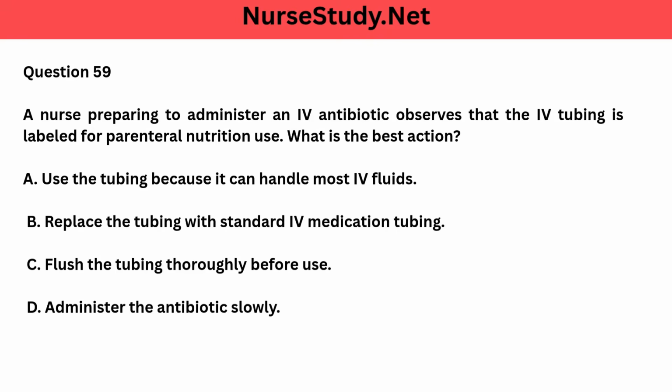Question 59. A nurse preparing to administer an IV antibiotic observes that the IV tubing is labeled for parenteral nutrition use. What is the best action? A. Use the tubing because it can handle most IV fluids. B. Replace the tubing with standard IV medication tubing. C. Flush the tubing thoroughly before use. D. Administer the antibiotics slowly.